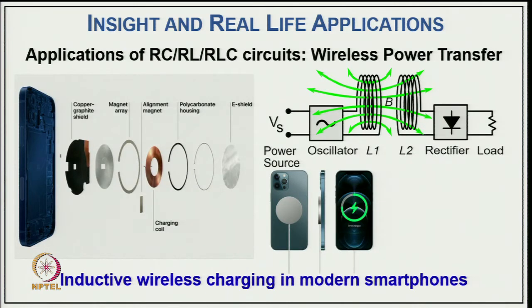So, the basic concept is inductive wireless charging, even in the case of a mobile phone. We have the power source as the basic source, and an oscillator which produces high frequency. Then we have another coil on the other side which receives, followed by a rectifier, and feeds the load. So, you have two sides of the coil which are really wireless, and a typical example here shows different parts of a mobile charger.